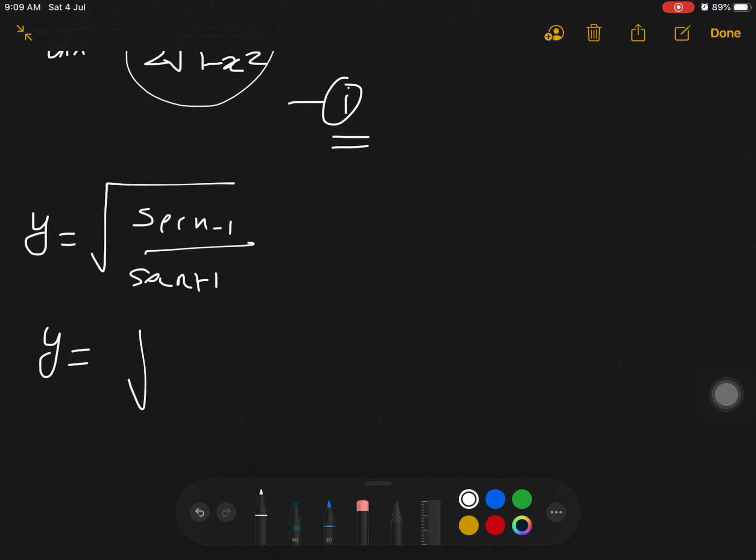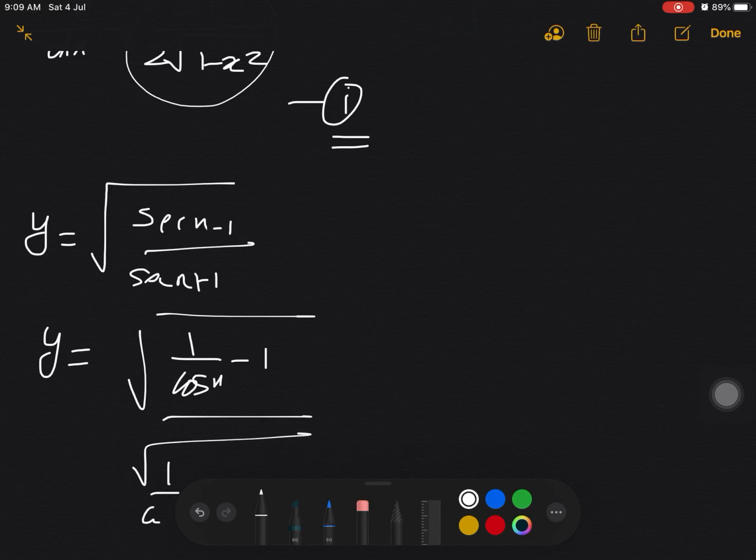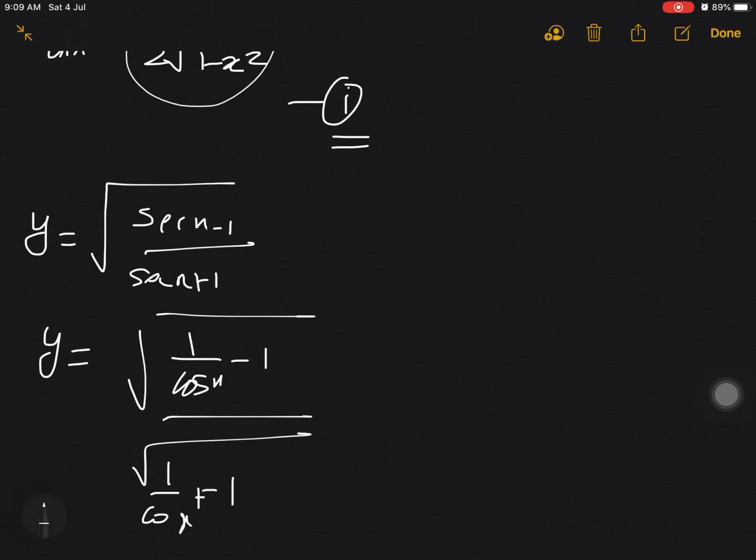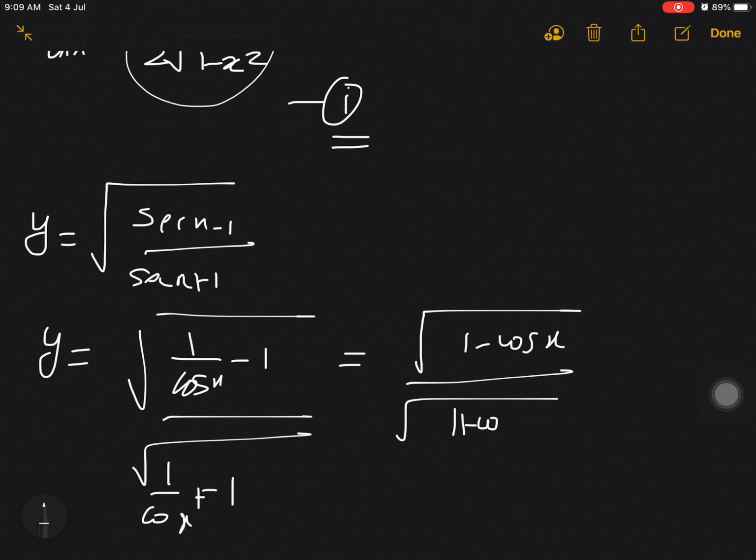So we just convert in form of 1 by cos x minus 1 by whole root over 1 by cos x plus 1. So we can just simplify this in terms of 1 minus cos x by 1 plus cos x.